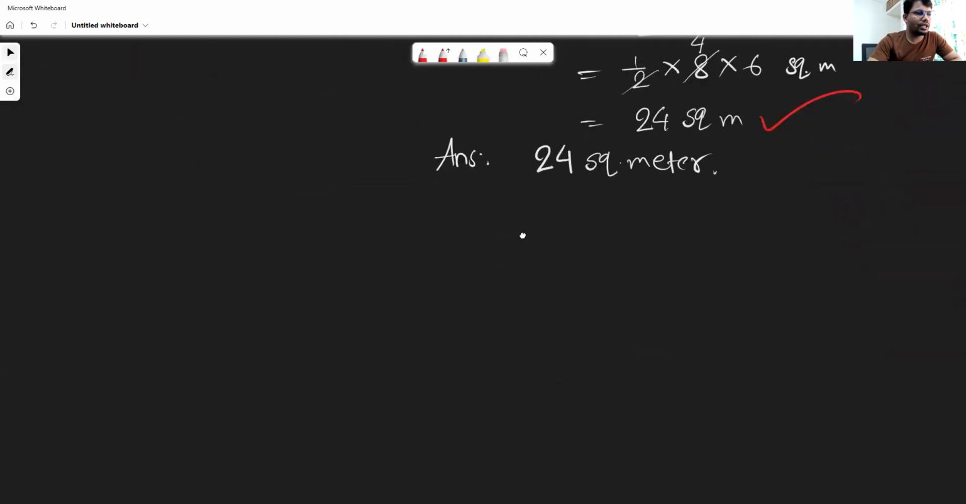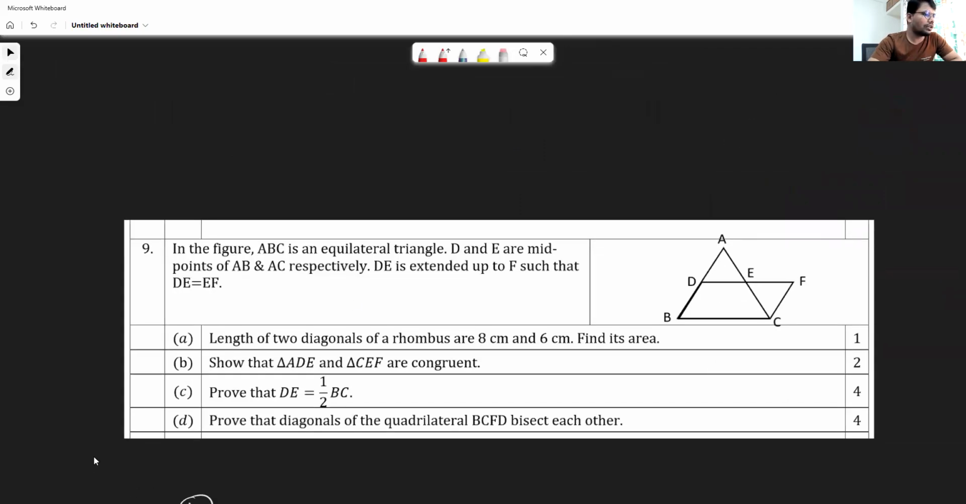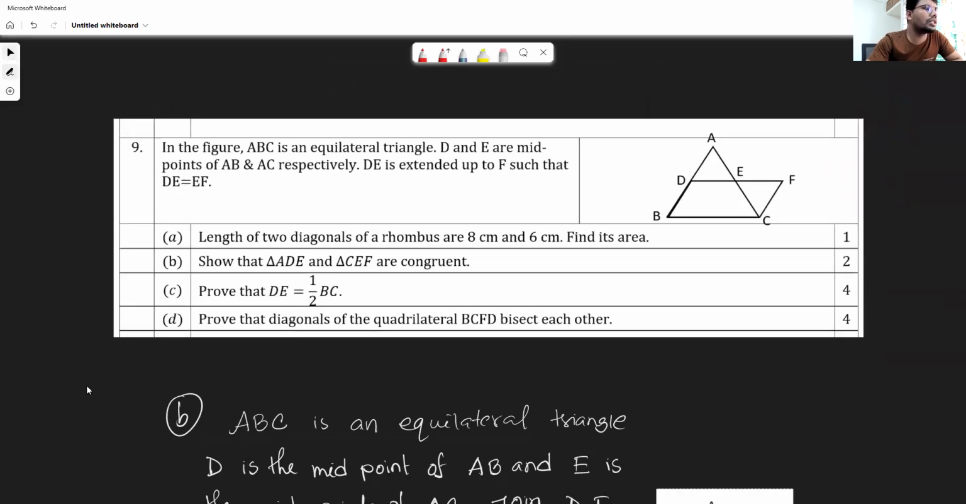Now our first question is done. There is another question here. Question number 2: Show that these 2 triangles are congruent to each other. This is the first triangle, this is the second triangle, and we have to show they are congruent.